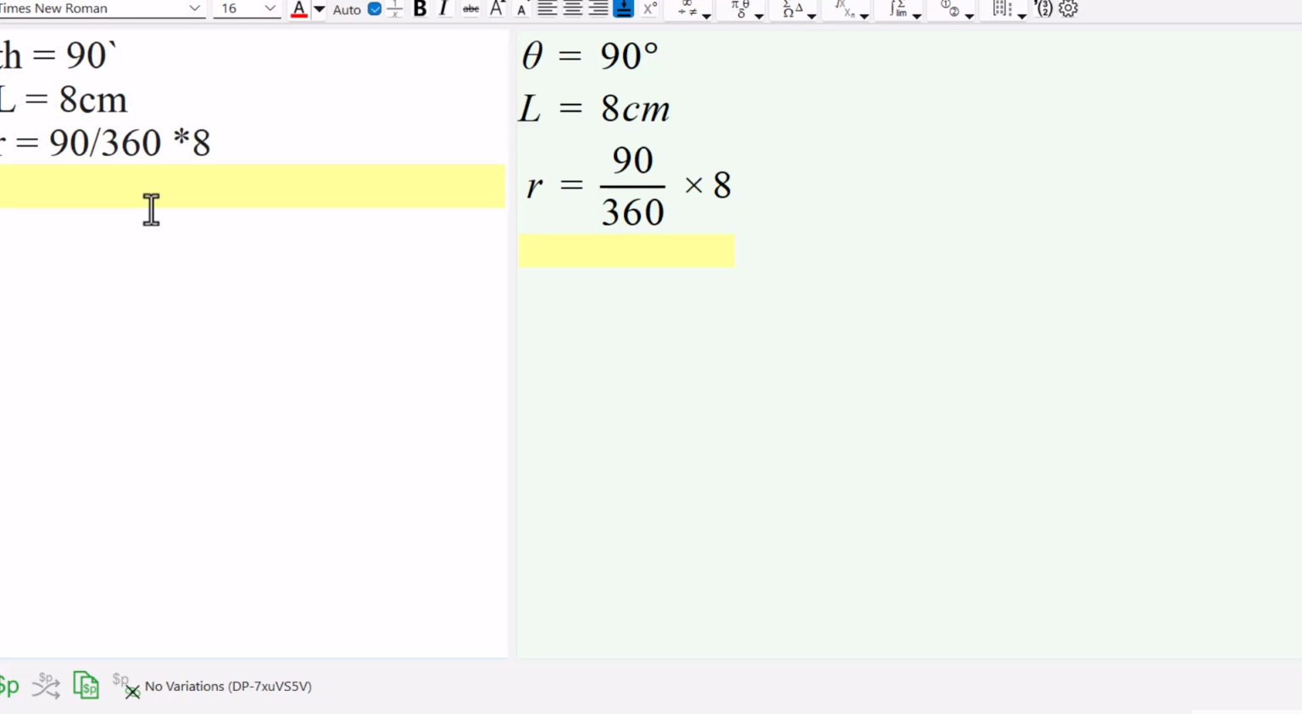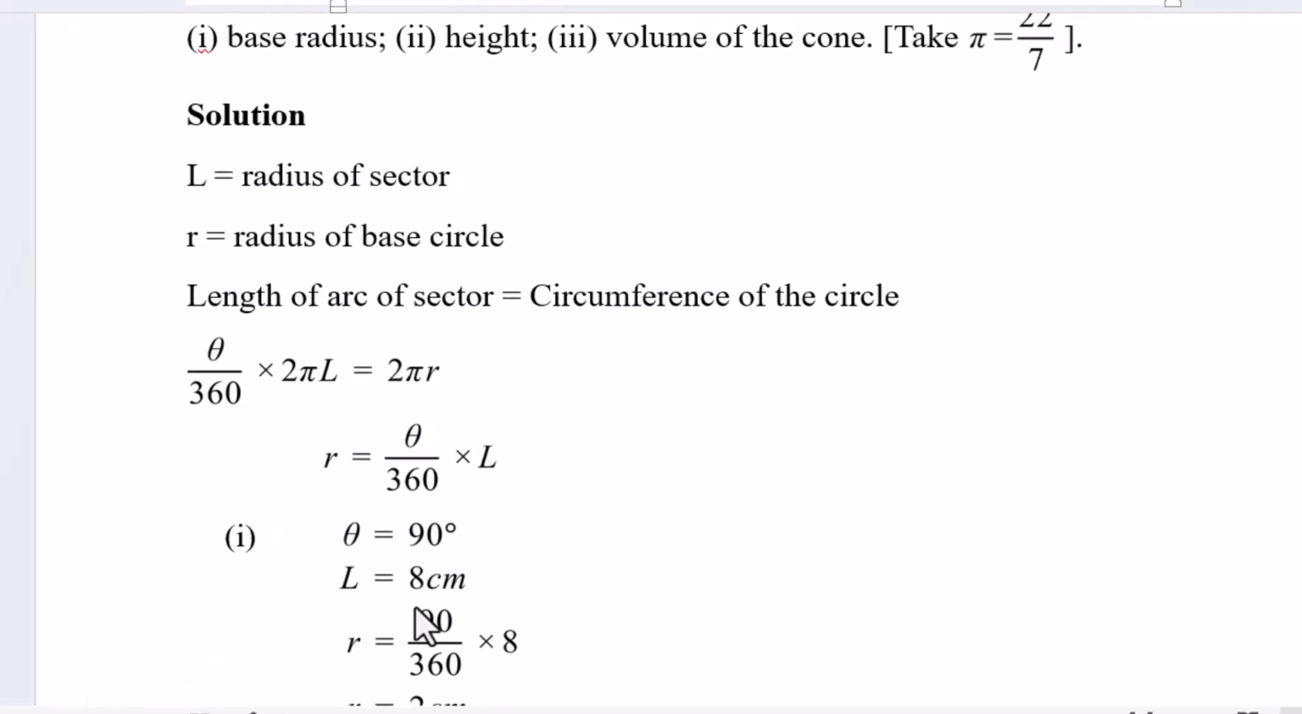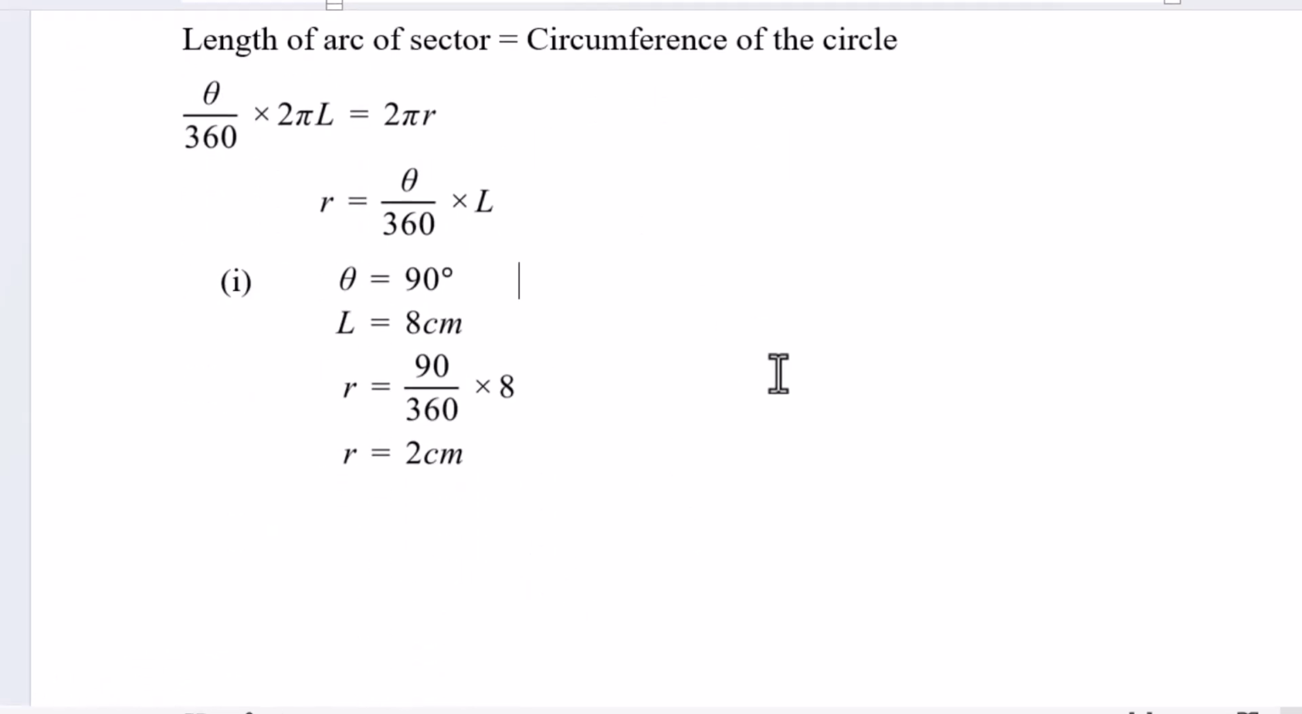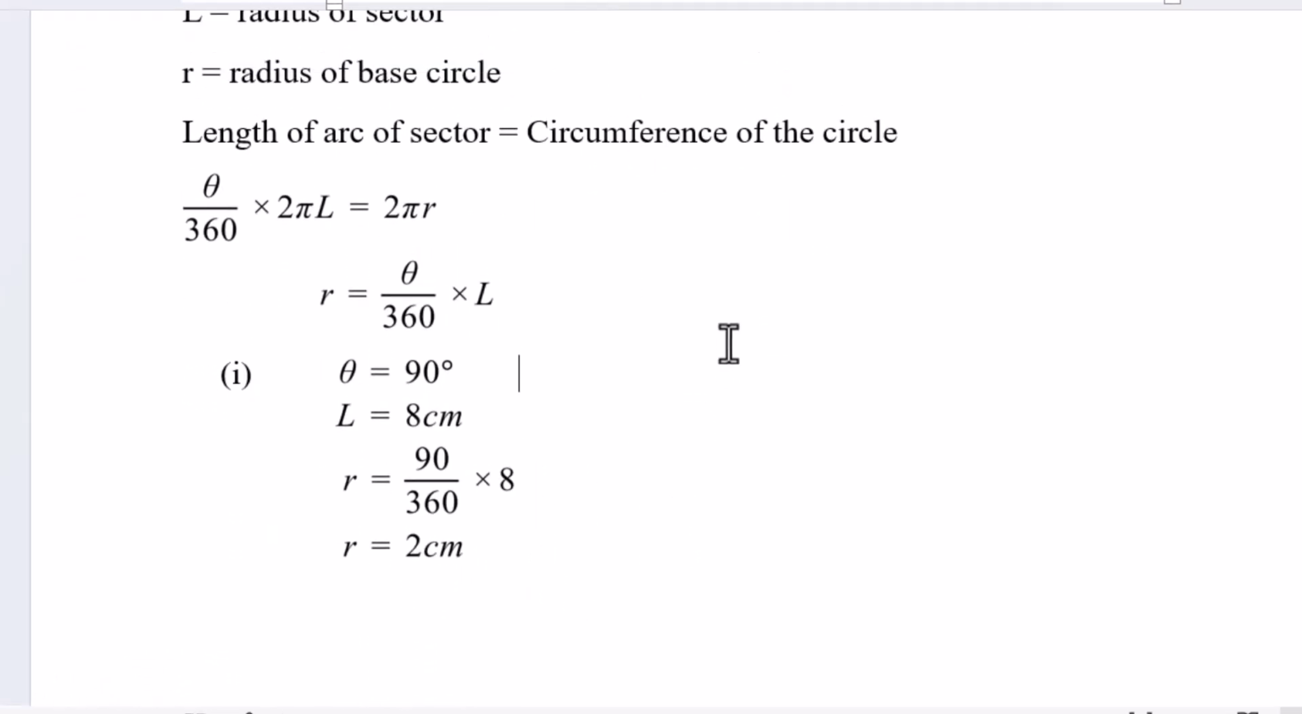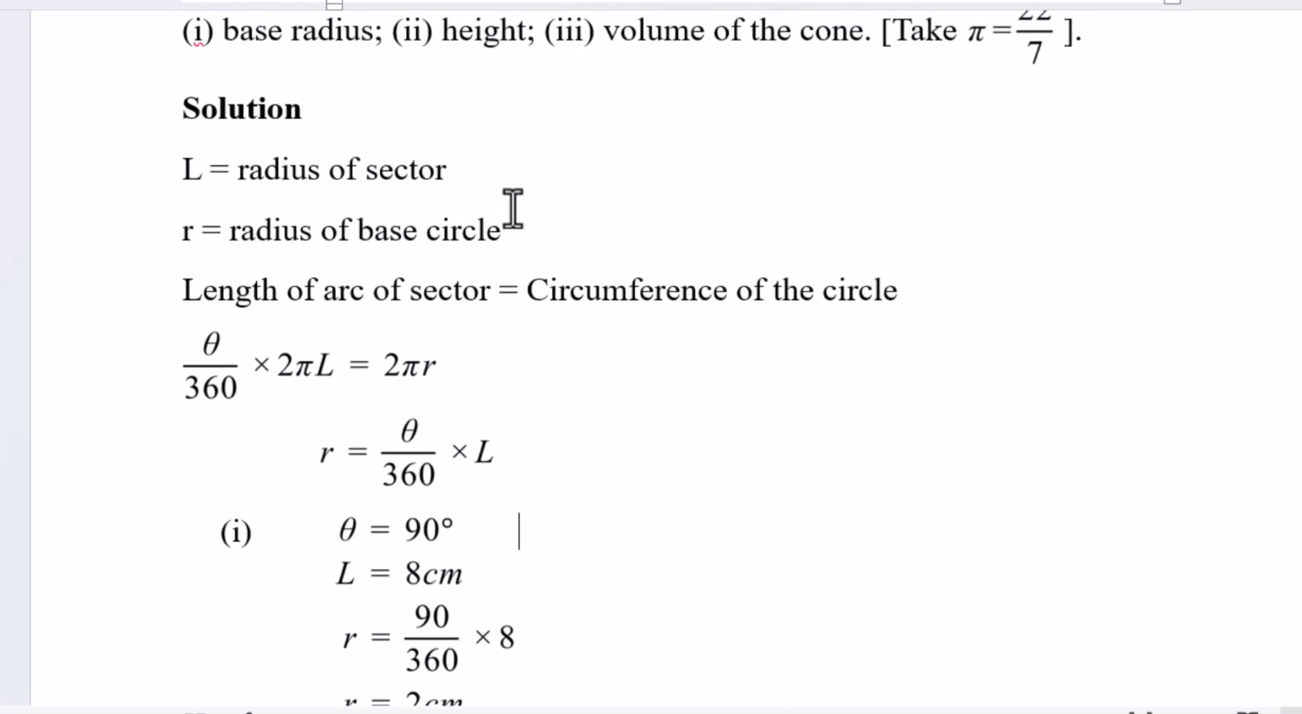Let me just do the calculation very fast in this FFX. I put it in this curly bracket, which is 90 divided by 360, times 8. So our answer is 2. So the radius is 2 centimeters. That is the answer for the first part of this question. So the base radius, which is the radius of the circle.